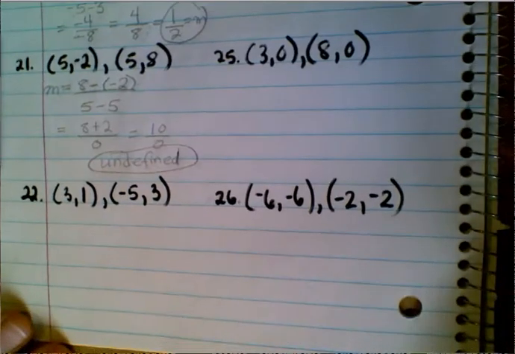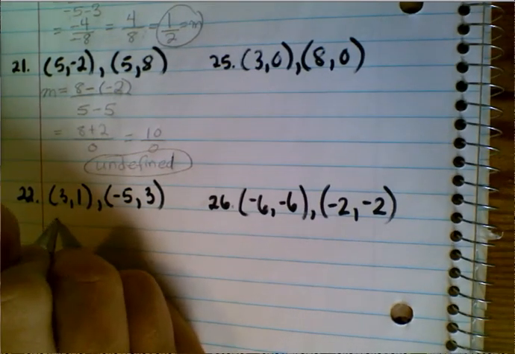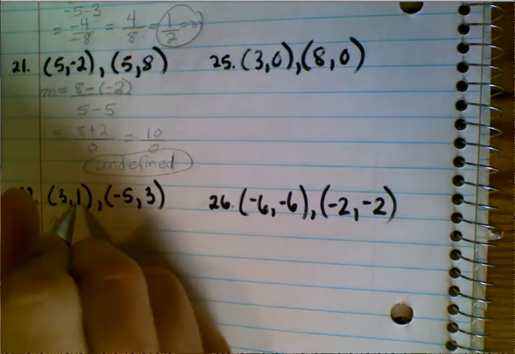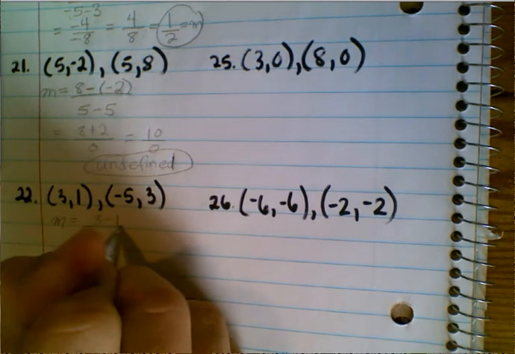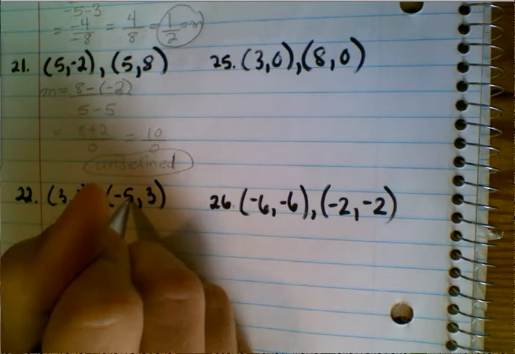And number 22, slope equals 3 minus 1 over negative 5 minus 3.